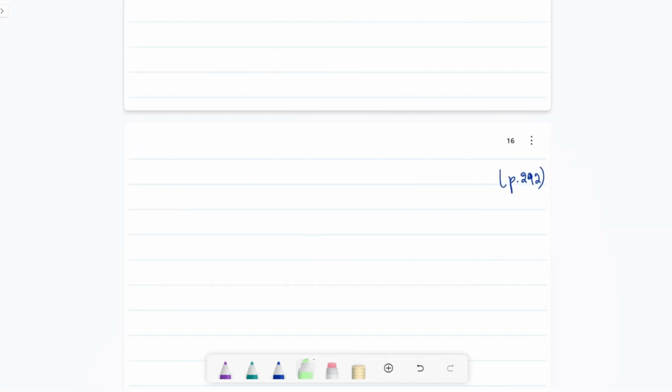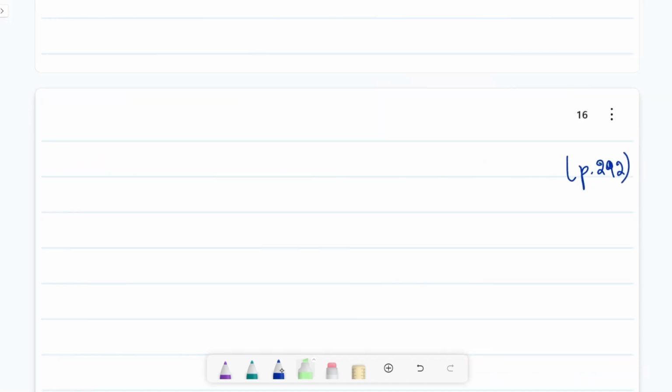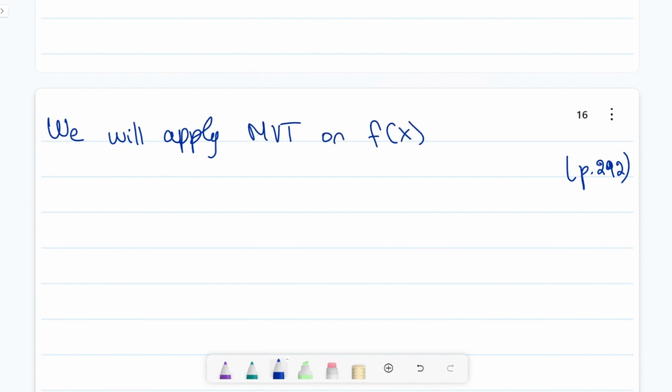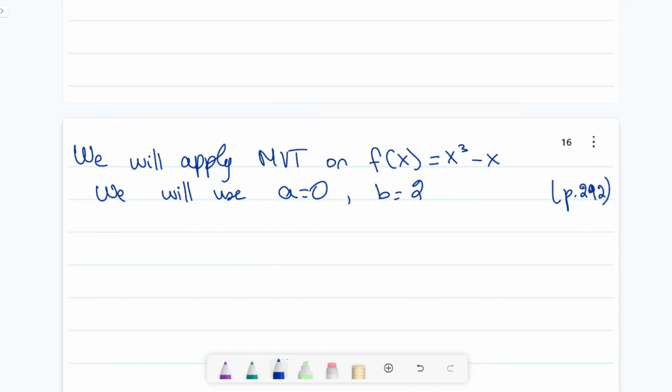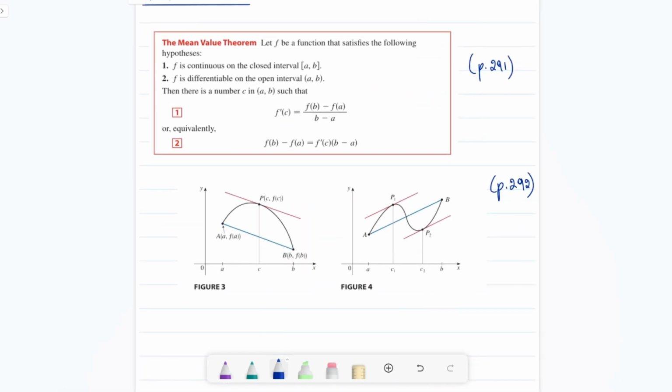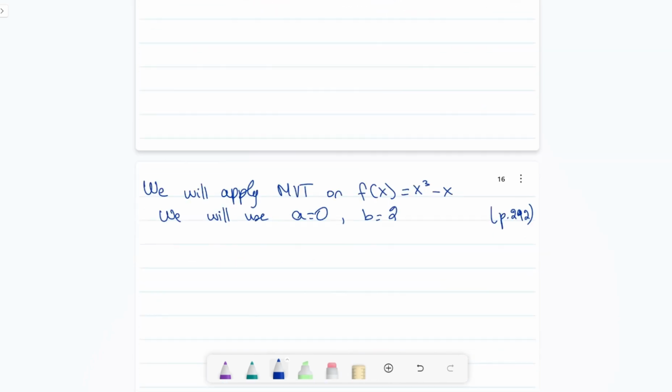And now we will apply this with an example. So we will apply the mean value theorem on the function f of x equals x cubed minus x, and we will use a equals 0 and b equals 2. So how do we apply the mean value theorem? Let's go back to the conditions. The first condition is that f is continuous on the closed interval a to b.